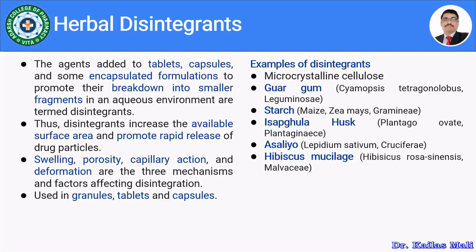Then Asaleo, which is obtained from Lepidium sativum belonging to family Cruciferae. And the last disintegrating agent is hibiscus mucilage, which is obtained from Hibiscus rosa-sinensis belonging to family Malvaceae. So these are some examples of herbal disintegrants used in various pharmaceutical dosage forms like granules, tablets, and capsules. So this is about the herbal disintegrants.